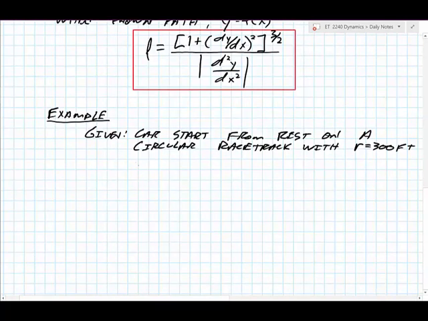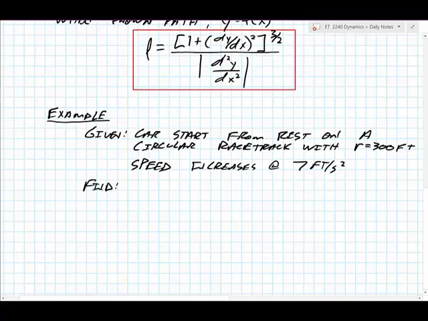We're going to be given that its speed increases at 7 feet per second squared. And what we would like to find is how long, or how many seconds, until my acceleration is equal to 8 feet per second squared.